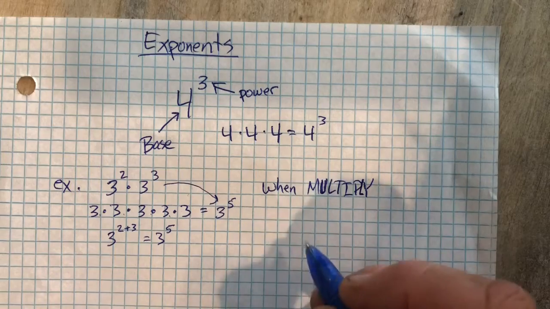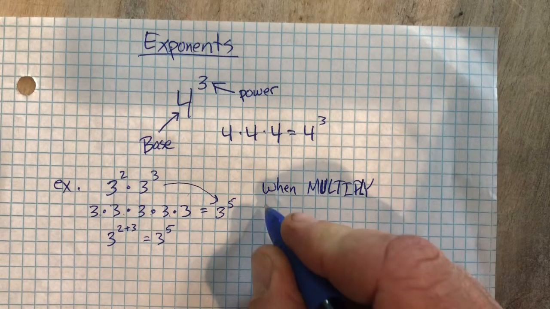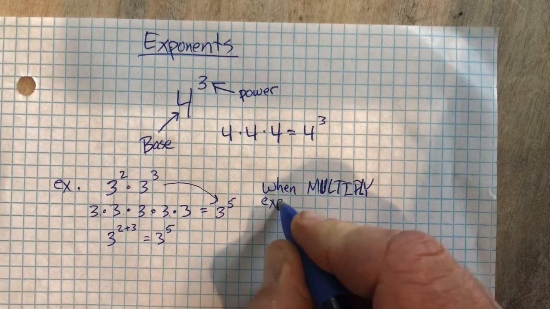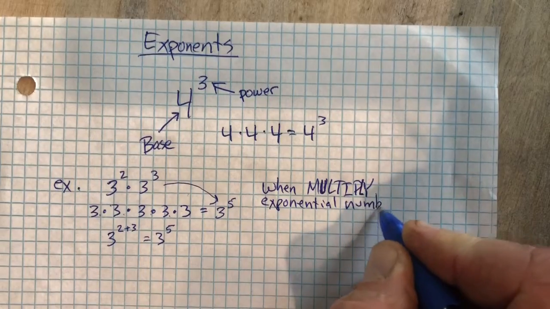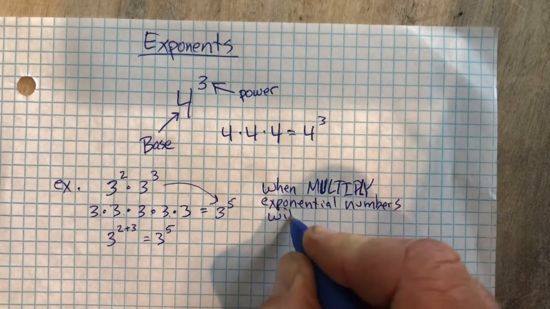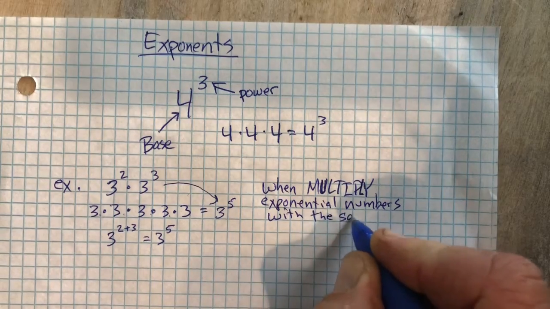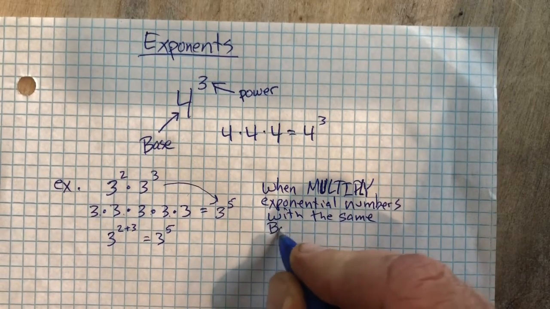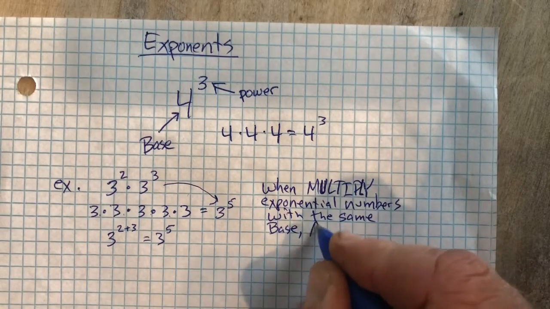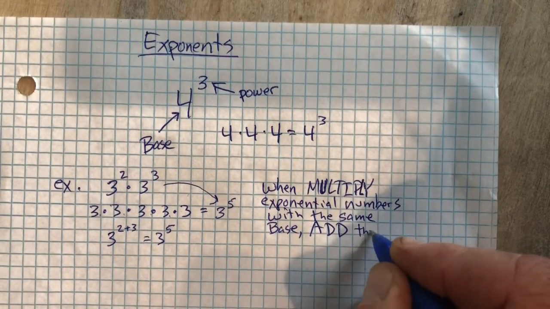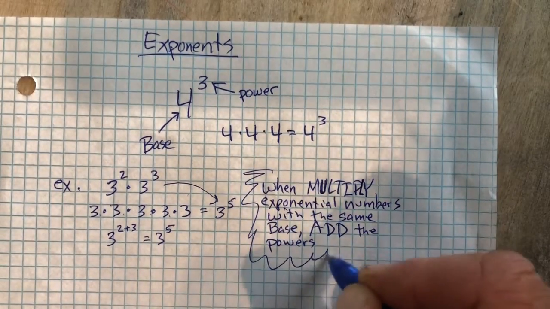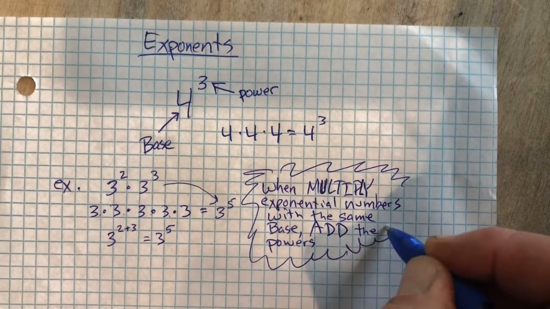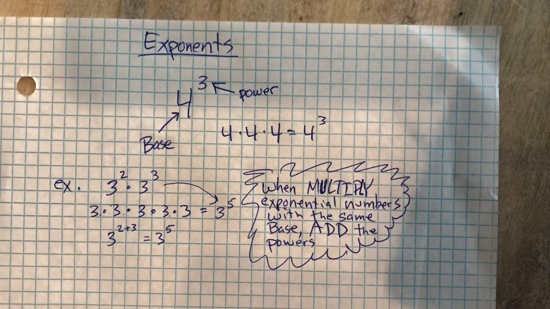Okay, so here's my rule when multiplying exponential numbers with the same base, you can add the powers. Some of you have already taken these notes, as I mentioned, so if you already have them, you don't need to rewrite them, but otherwise I would suggest you write them down so you can use them in the future.